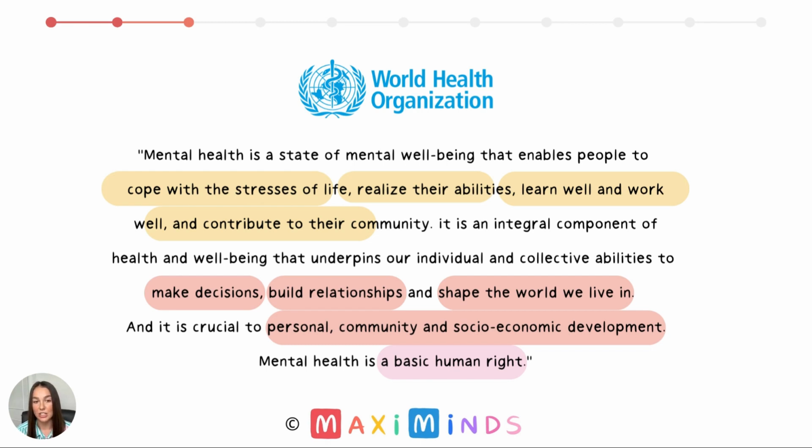The next sentence goes into why it's an integral part of our lives and how it underpins our individual and collective abilities to, in particular, make decisions, build relationships, and shape the world we live in. And it's also crucial to personal, community, and socio-economic development. And again, those are highlighted as potential outcomes of having good mental health. And that's important in thinking about those sorts of things for your students. And ultimately, mental health is a basic right, which I think brings home just how important it is that it should be accessible to everyone in the world.